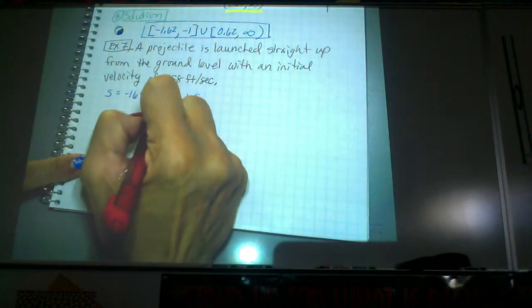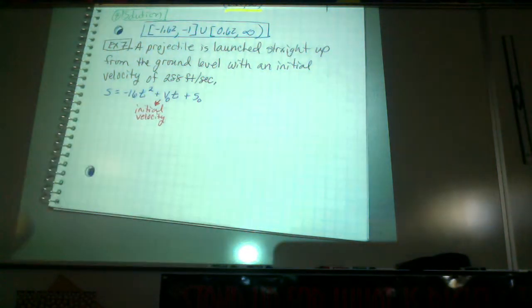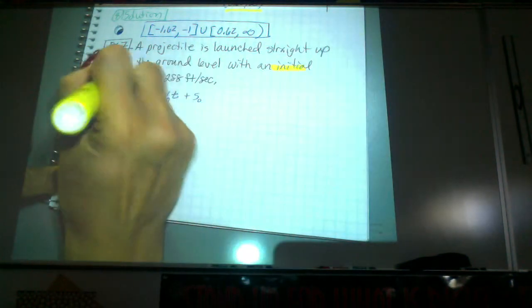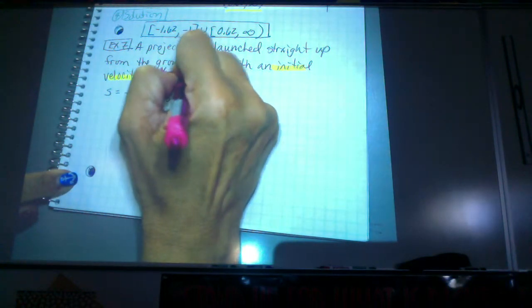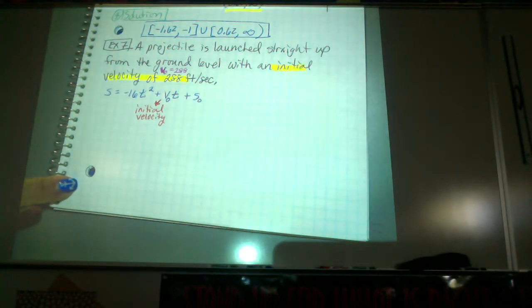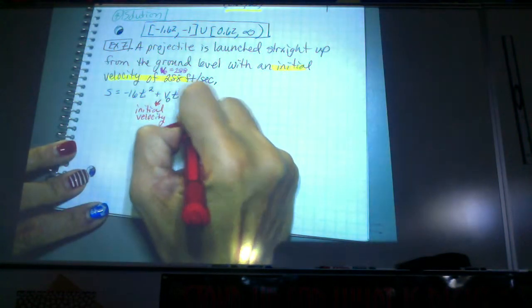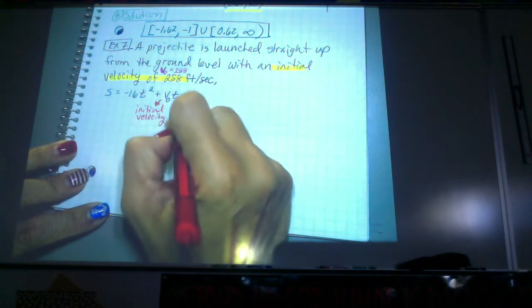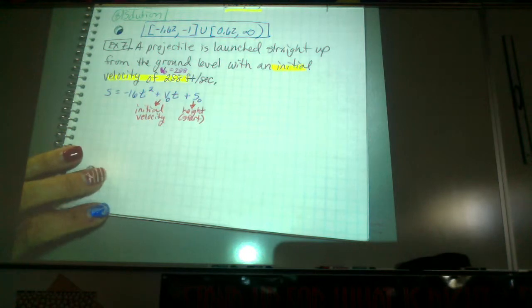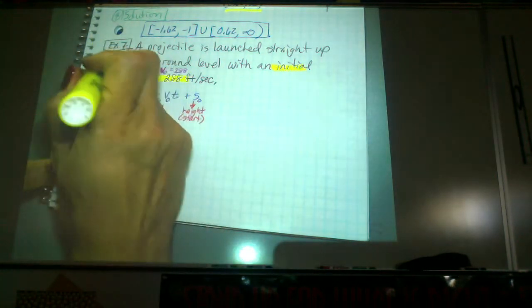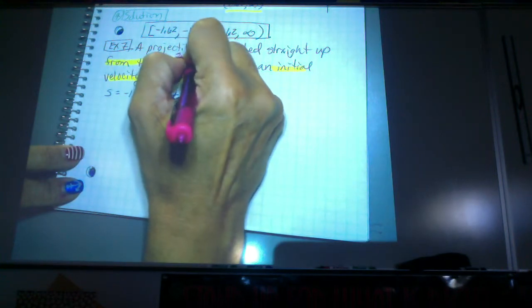v sub 0, this is your initial velocity. Didn't they give that to us here? Initial velocity of 288. So this right here is my v sub 0 equals 288. t we said was time. And then this s sub 0 is the start height, so the height at start. In other words, before it was launched, what height was it launched from? So from this one, it was launched from the ground, correct? So if it's from ground level, what height is that considered? 0. So that means that s sub 0 is equal to 0 feet.